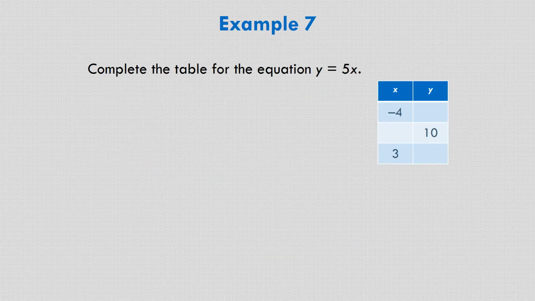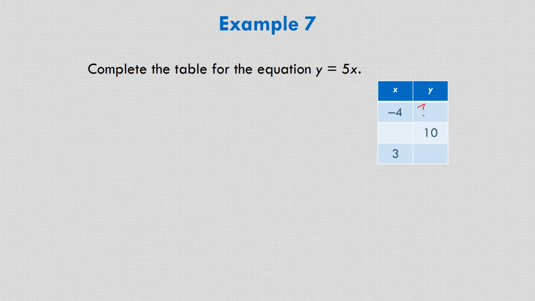Now, what happens when you get a whole table? Don't worry, it just means you have to do it all 3 times to fill in your table. So notice what the table gives you and solve for what's missing. For the first row, I'm given negative 4, and I need to solve for y.